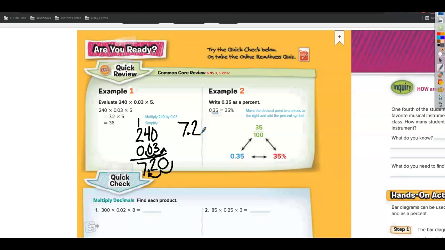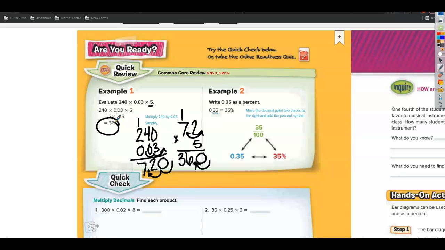Okay, now I need to take 7 and 2 tenths times 5. 5 times 2 is 10. 5 times 7 is 35, plus 1 is 36. Okay, again, I moved my decimal place once here, so I have to move it one time in my answer. So I have 36 and 0 tenths, or 36. Okay? Again, just multiply two numbers at a time and then take your answer and multiply it by the third number.